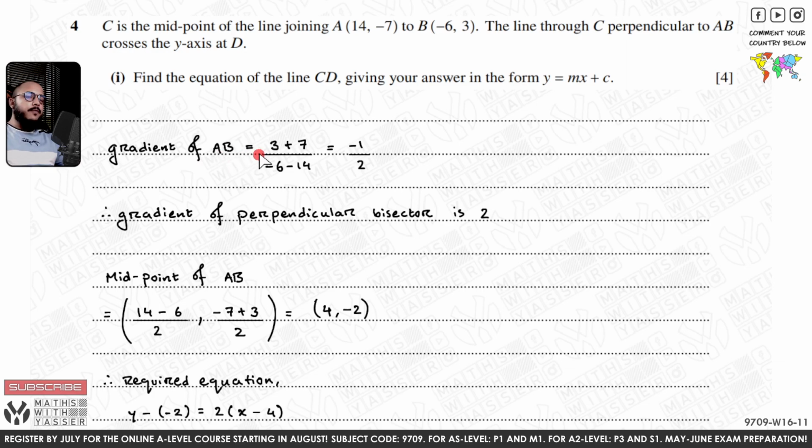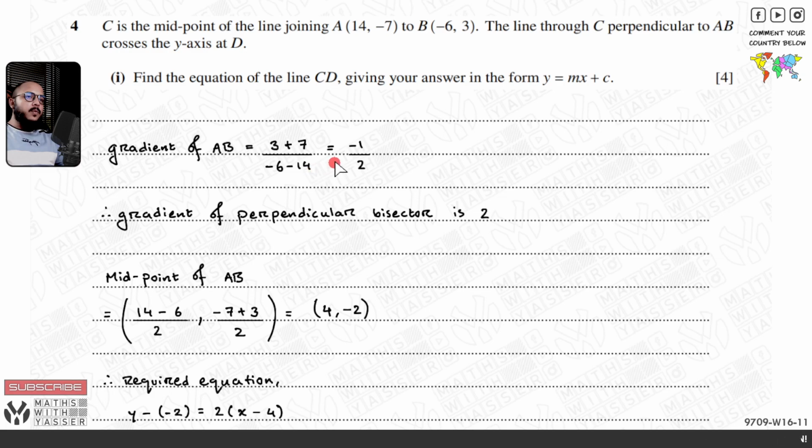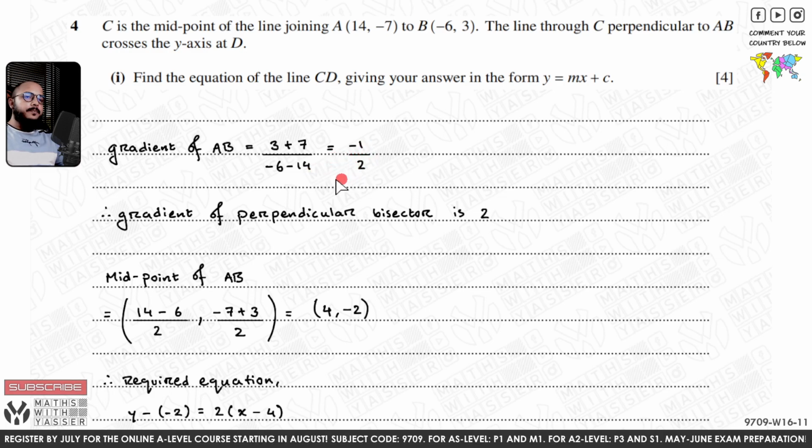So we will be using the formula y2 minus y1 over x2 minus x1. That gives us 3 plus 7 over -6 minus 14, which comes down to -1 over 2. So the gradient of the perpendicular bisector must be the negative reciprocal of this number, which is positive 2. And since we are talking about the perpendicular bisector, that means the line must be going through the midpoint of AB. So we must find the midpoint of AB.